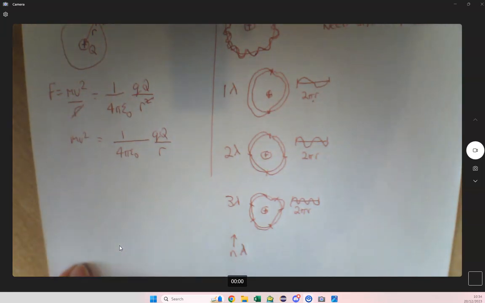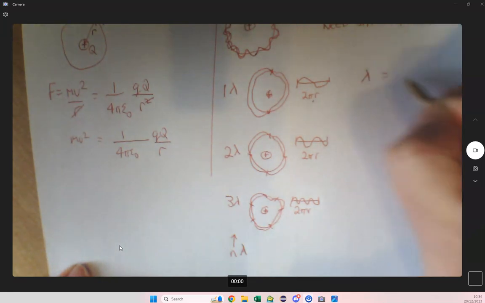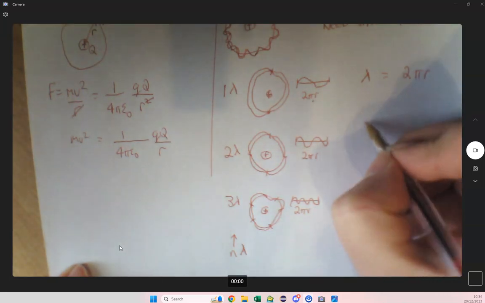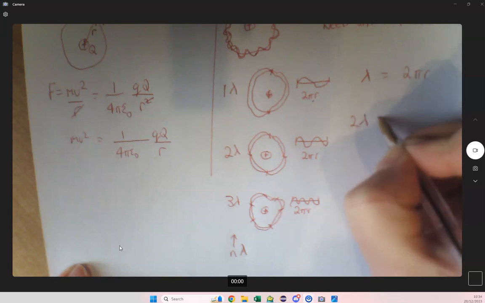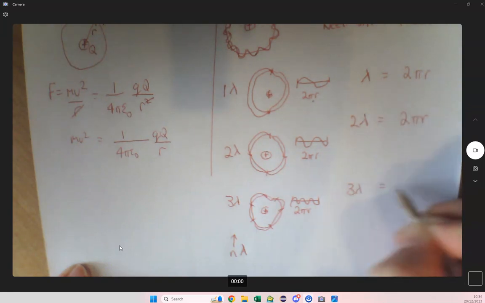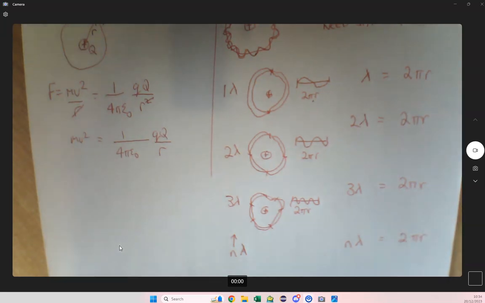Now, let's have a little bit closer look in terms of what's going on. So first off, what I've got here is that lambda must be equal to 2 pi r to make this work. Here I've got 2 lambda is equal to 2 pi r. Here I've got 3 lambda is equal to 2 pi r. And my general case then is n lambda must be equal to 2 pi r for this to work.